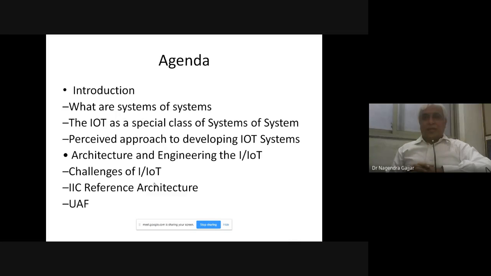IIC stands for the Industrial Internet Consortium, which helps you by providing a reference architecture where you look from the business point of view, the architectural point of view, the implementation point of view, the execution point of view, and so on. So we need to have some kind of architecture, and that's why, in the internet also, we have a seven-layer architecture.